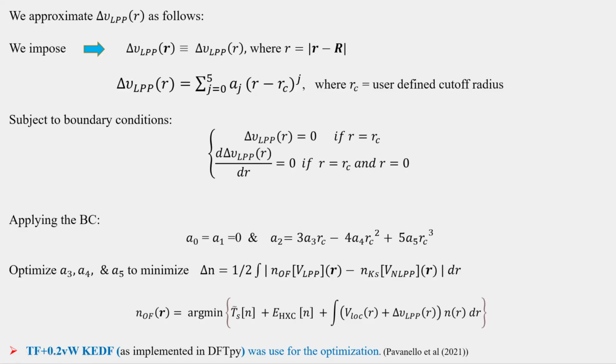And so we have to optimize these parameters A3, A4, A5 in order to minimize the difference in the density of orbital-free DFT and the Kohn-Sham DFT. And this optimization was implemented using the Thomas-Fermi kinetic energy density functional as implemented in DFTpy.